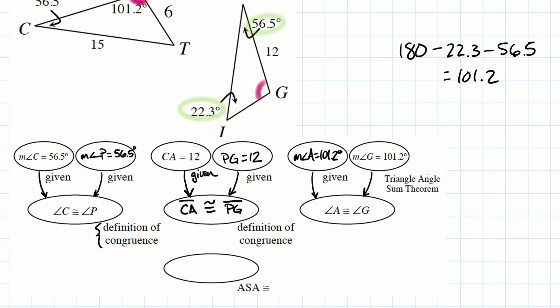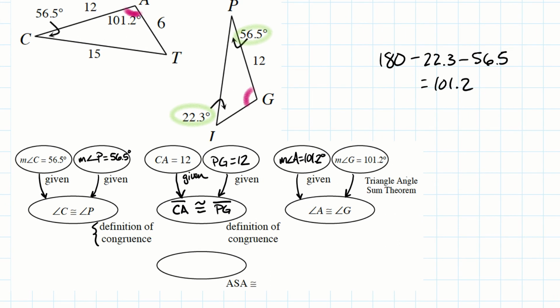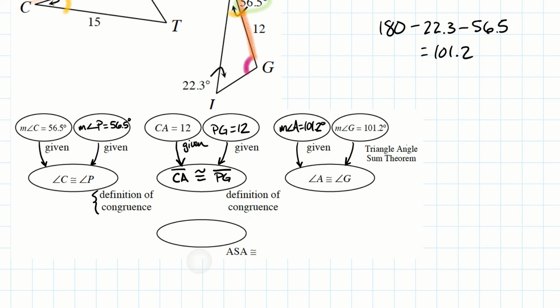All right, so when I finish this, I do have at this point all the things required for angle side angle. I've got the 56 degree angle, and I've got the 56 degree angle. I've got the 101.2 degree angle in A, 101.2 in G. And also we have that these two segments are 12 units long. So you can see we clearly have angle, and the included side. So we can go ahead and say that these two triangles are congruent.